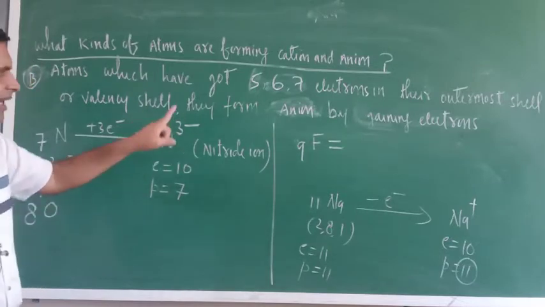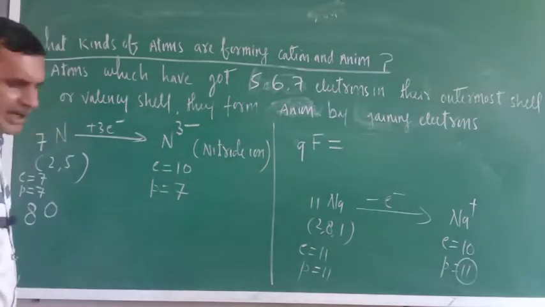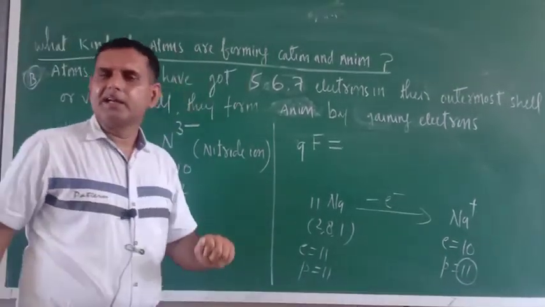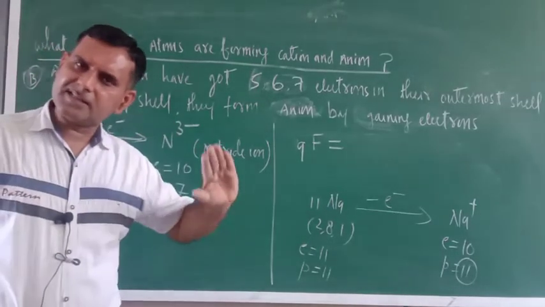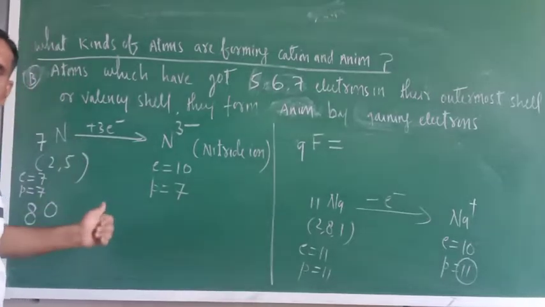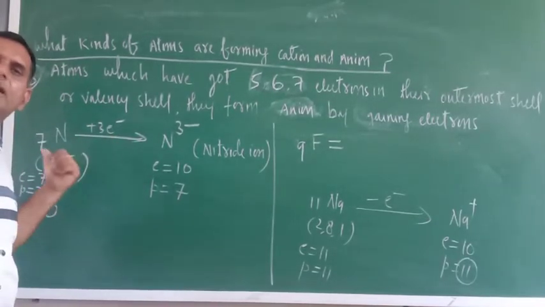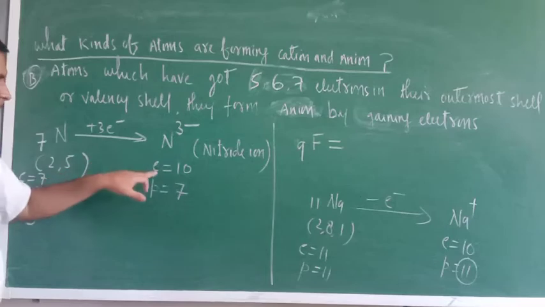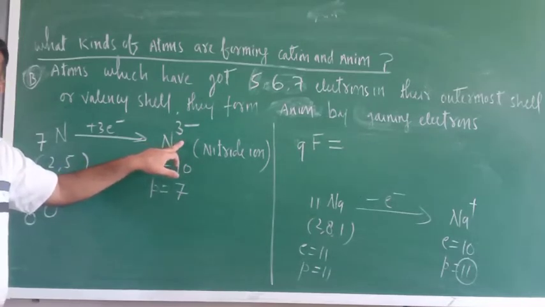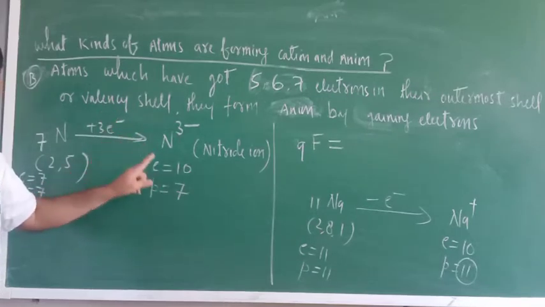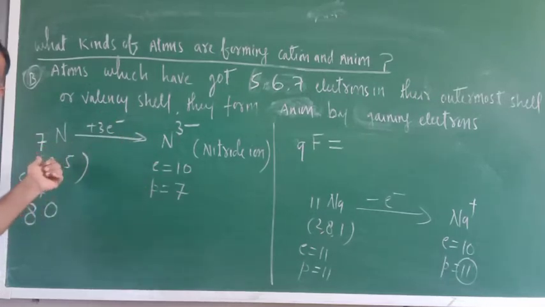So always remember, anion is formed by gaining of electrons. In cation, the number of electrons will be less than that of the parent atom. But in anion, the number of electrons would be more than that of the parent atom. Just see, nitrogen is the parent atom. Here electron is 7, but in nitride, that is the negative ion, here electron is 10. So in anion, the number of electrons is more than that of the parent atom.